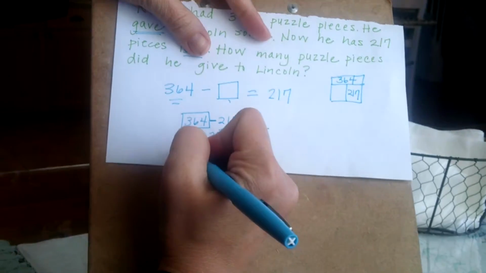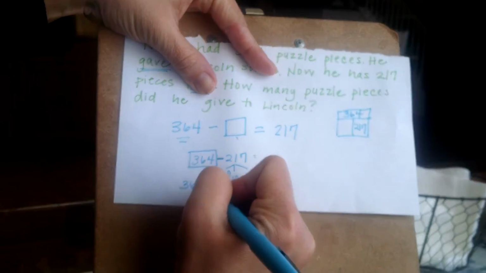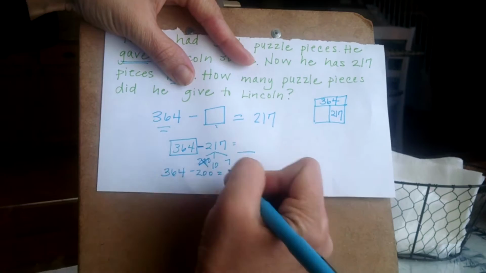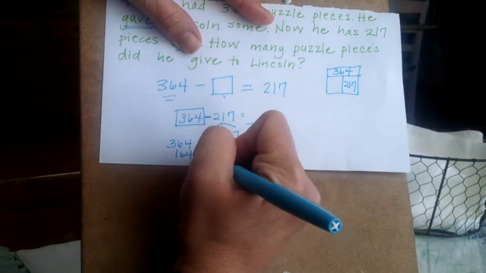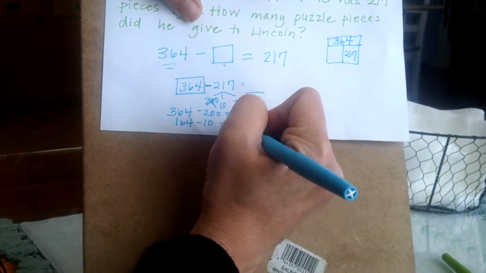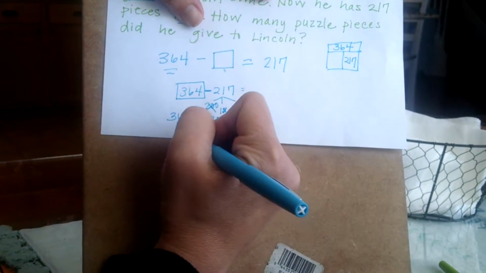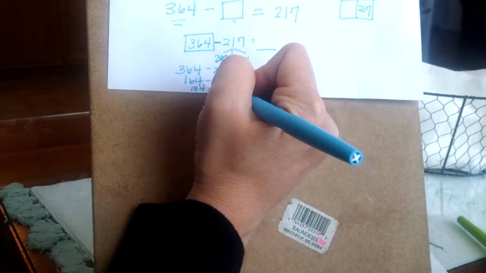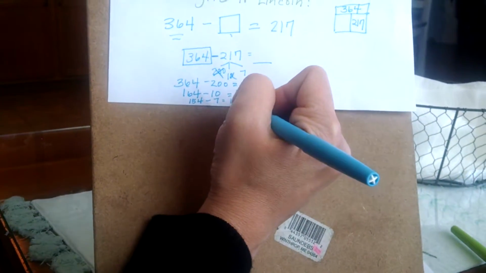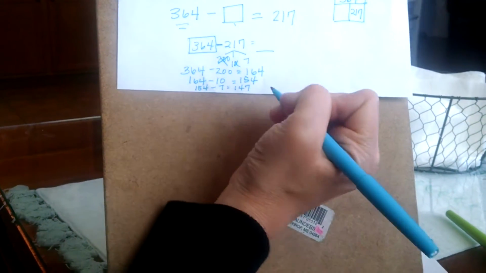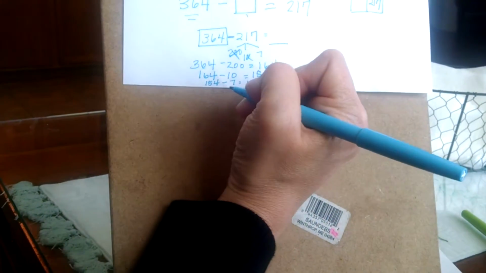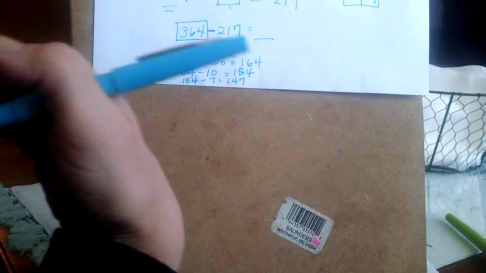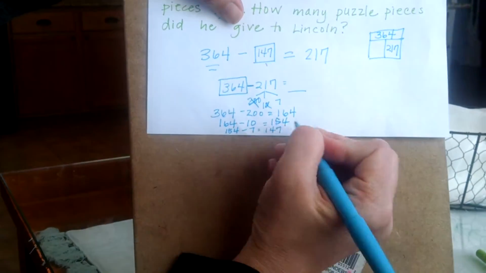And they would want to do 364 minus 200 equals 164. And then they're going to take their 164 and subtract the 10, which is going to give them 154. And then they're going to take their 154 minus 7, which is going to give them 147. Heaven may need to count back. They have a hard time going back into the beginning of the next set of tens. So the answer would be 147. And that would be doing the break apart way.